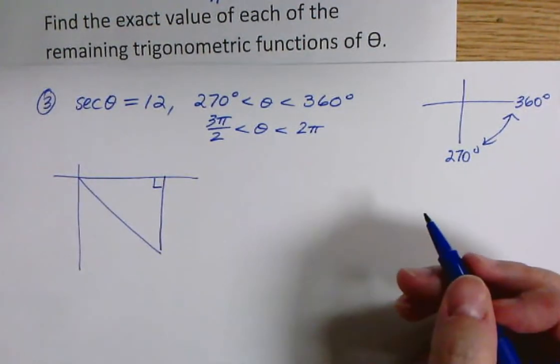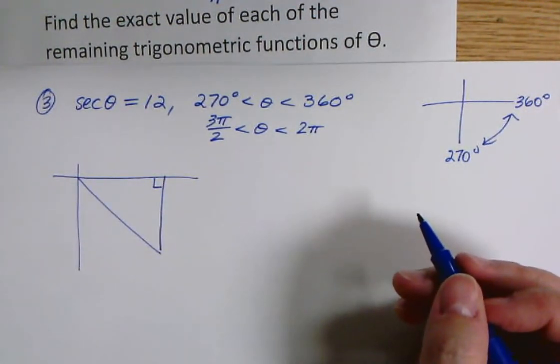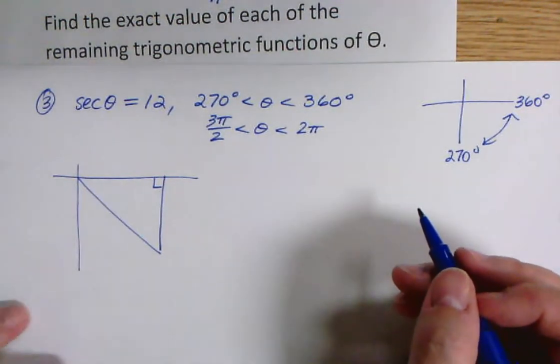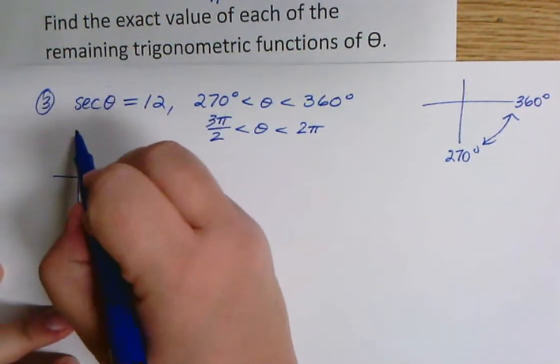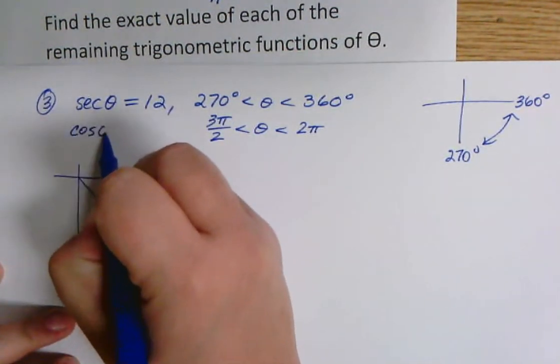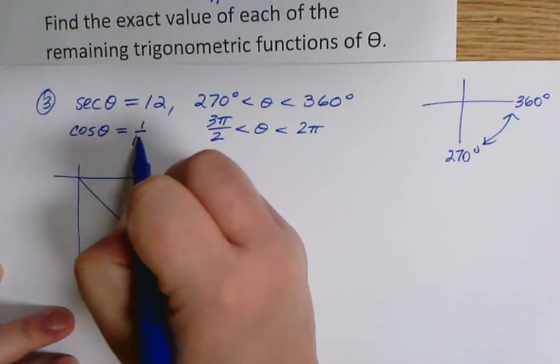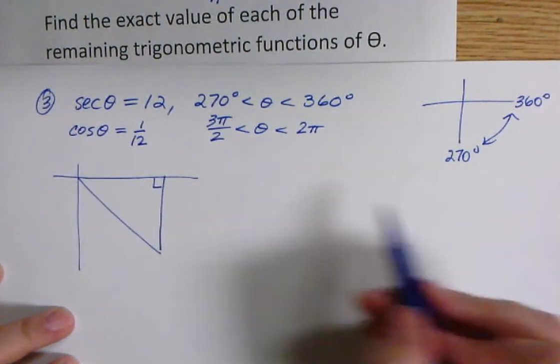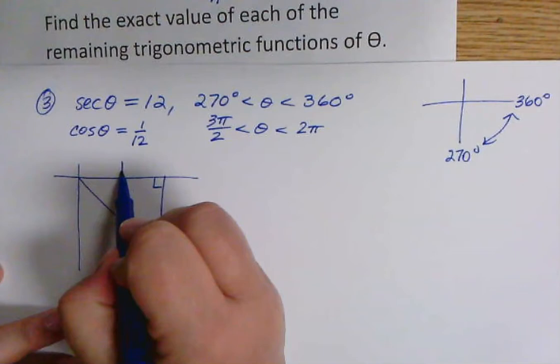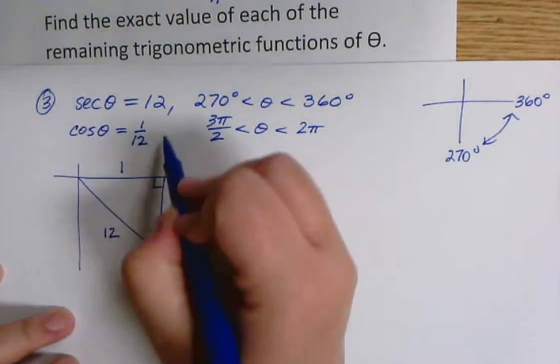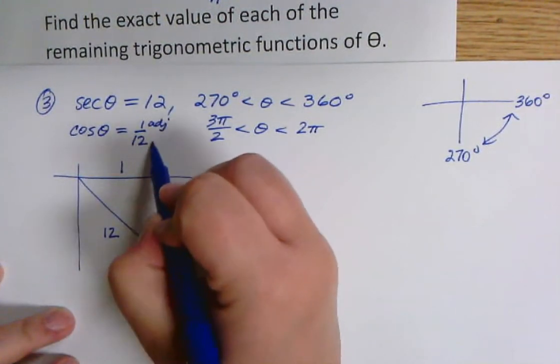Now, secant goes with what? Secant goes with cosine. So if the secant is 12, that's like telling me the cosine is 1/12. So that's 1 for adjacent and 12 for hypotenuse. Adjacent over hypotenuse is what I've got here.